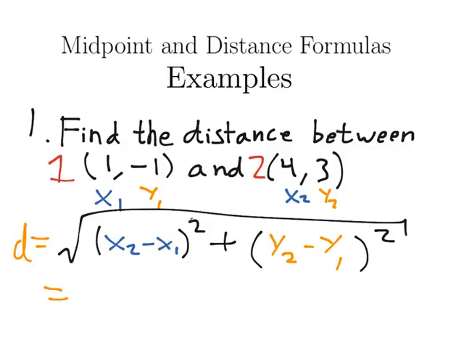That is going to be the square root of, well, x2 minus x1 is 4 minus 1, or 3 squared. And now I've got y2 minus y1. 3 minus a negative 1 is 3 plus 1, or 4 squared. And that is 5.